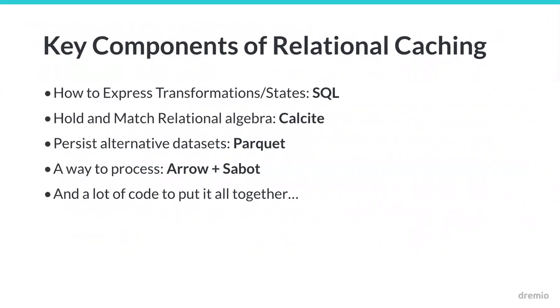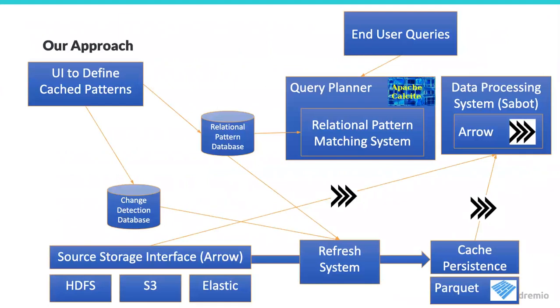And of course, we have a lot of code putting it all together, as you can see from this diagram. I won't go into a lot of detail on this, but this is the high-level architecture of how the relational cache works.